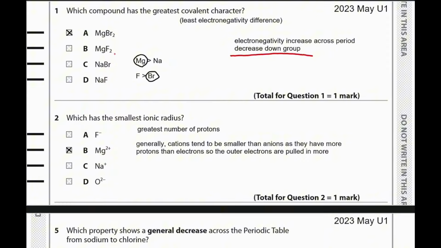But if I talk about fluorine and bromine down here, obviously fluorine is going to have a higher electronegativity compared to bromine, considering it is above in the group. Bromine is also in group 7. So since one is high and the other is low, the difference will obviously be least compared to the other compound.